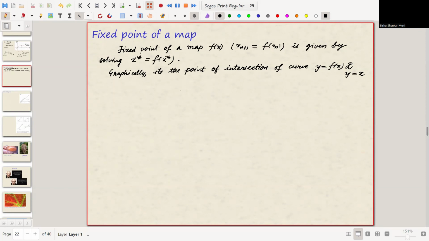Now, can a map not have a fixed point? The answer is yes. Can you give me an example? Since a function has to intersect y equals x, if it doesn't intersect y equals x, then the map doesn't have a fixed point. Therefore, any curve f(x) parallel to y equals x doesn't have a fixed point.